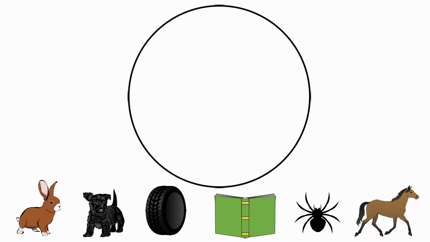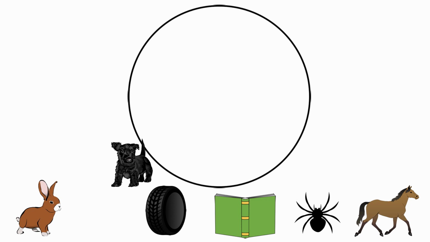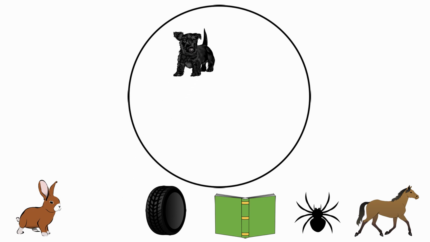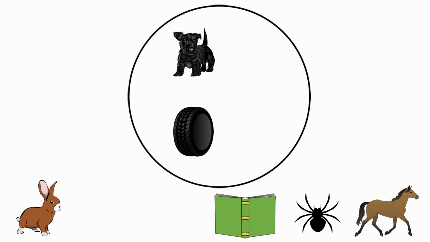Our first picture is a rabbit. Is the rabbit black? No, the rabbit is not black. We'll leave it right where it is. Next we have a dog. Is the dog black? Yes, the dog is black. Let's move it to the circle. Our next picture is a tire. Is the tire black? Yes, the tire is black. Let's put it in the circle.